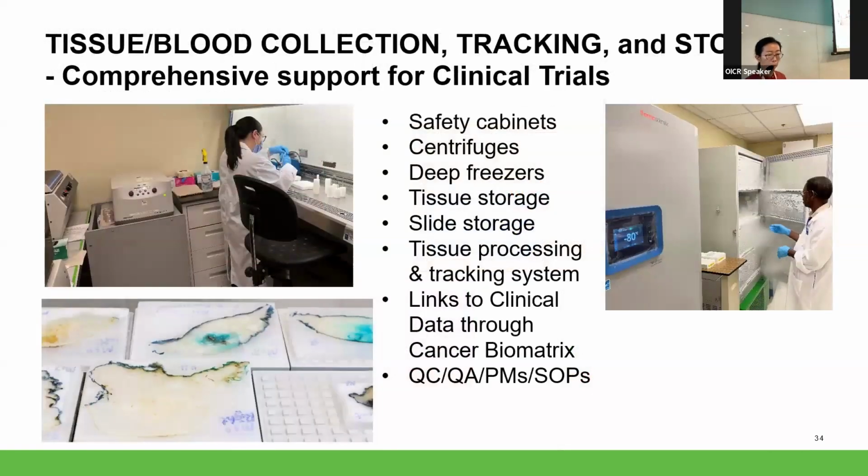We fully provide support to clinical trials and studies, including sample collection, tracking, storage, and so on. And we have a QA program supported by a daily, weekly, and monthly QC process, and we also maintain the annual preventative maintenance process.